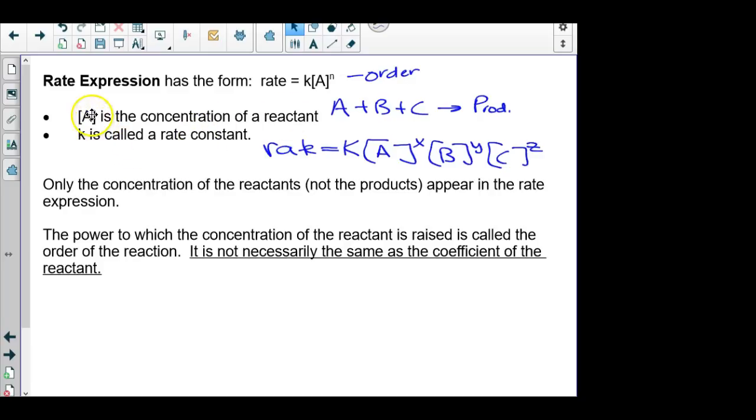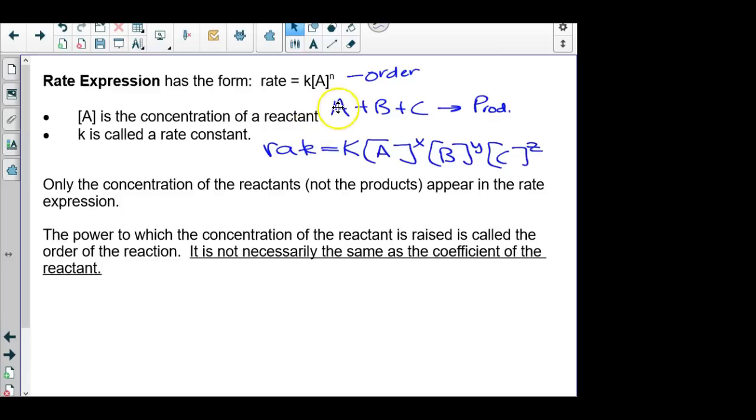So when I put something in square brackets like I have A here, it's the concentration of the reactant or reactants. If there's more than one and they are ordered, then you will write them in your expression. You'll see how that comes here in just a moment. And then k is called the rate constant.